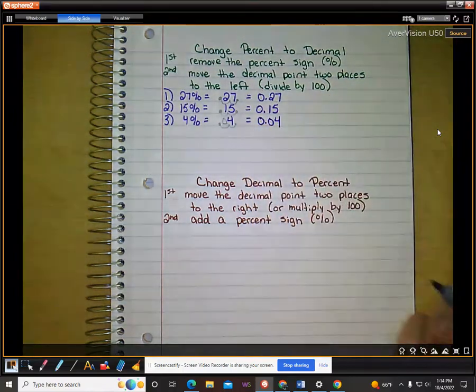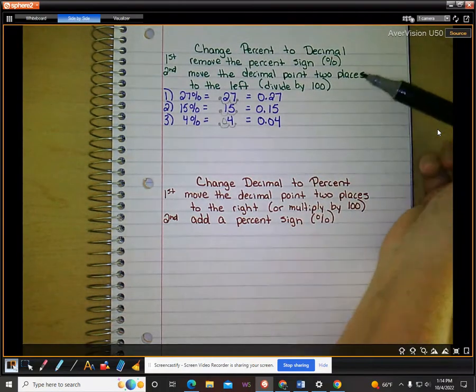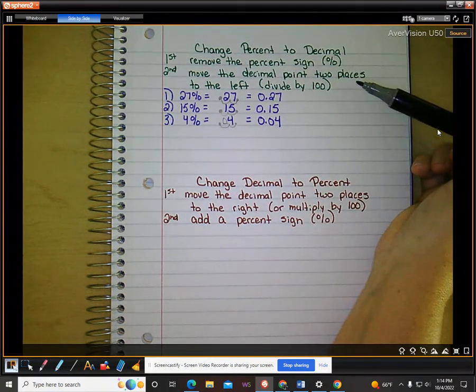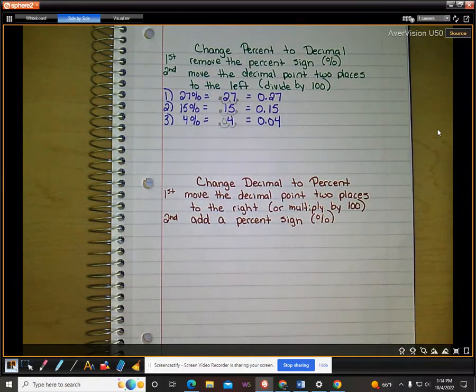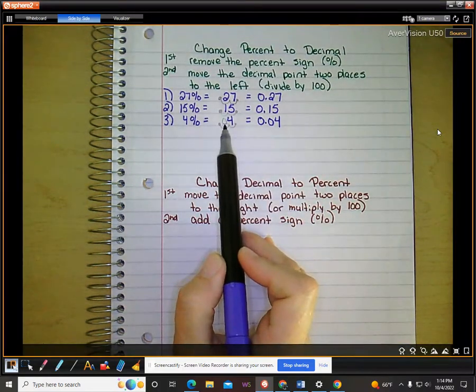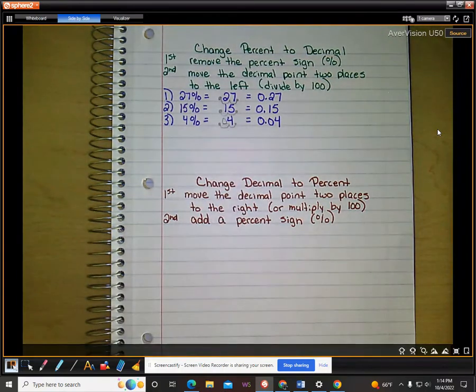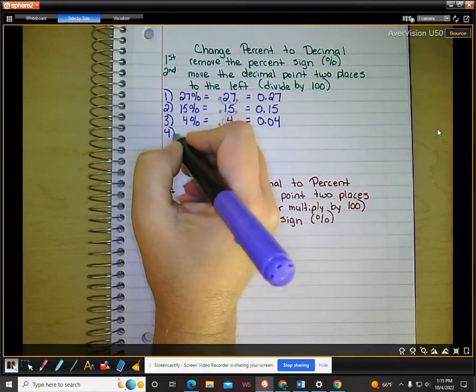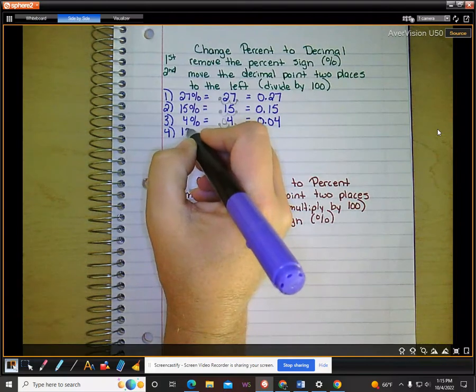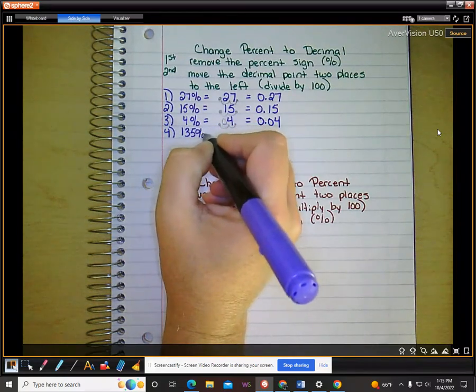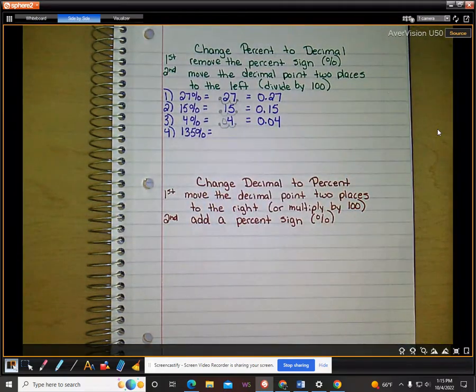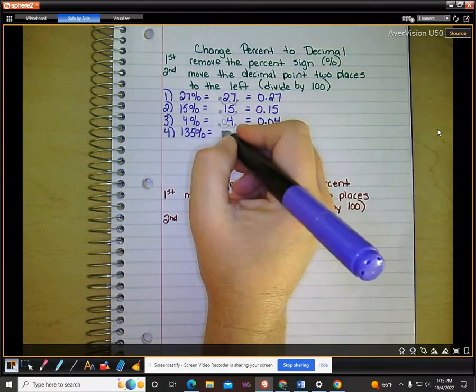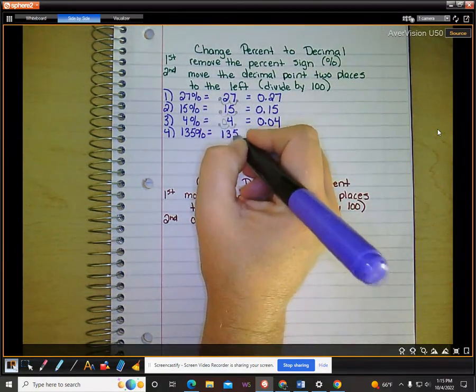0.04 or 4 hundredths. It is not 4 tenths. 4 tenths is not 4%. So that is why I always tell you, move the decimal point, like actually move it. That way you know if there's empty spaces that you need to fill with zeros. Okay. And then another one that's a little different is when you have percents over 100. But if you follow the 2 steps, you won't have problems. Get rid of the percent sign. 135.